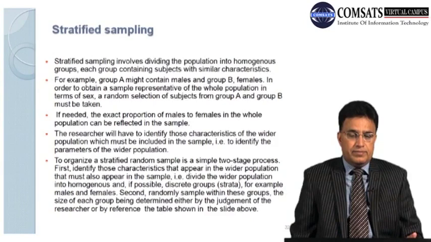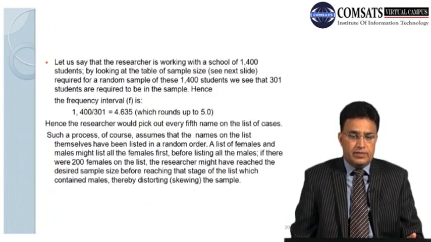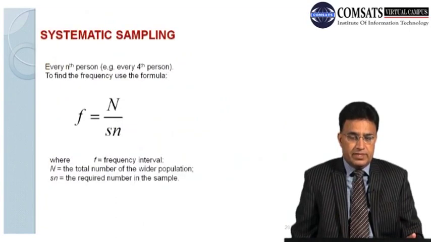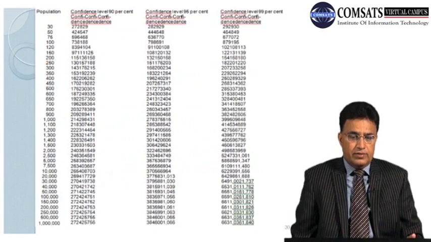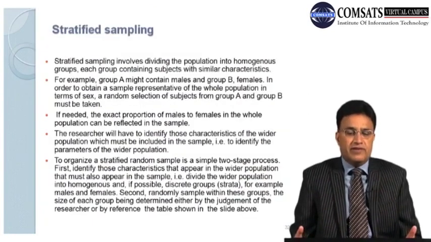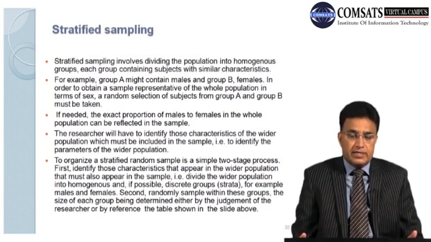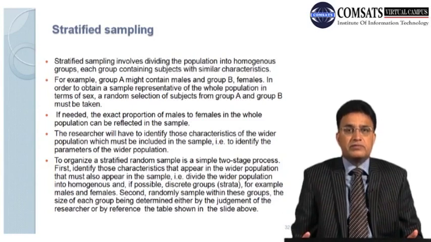But that was about probability and systematic sampling. Now look at another type of sampling that is called stratified sampling. In stratified sampling, it involves dividing the population into homogeneous groups.